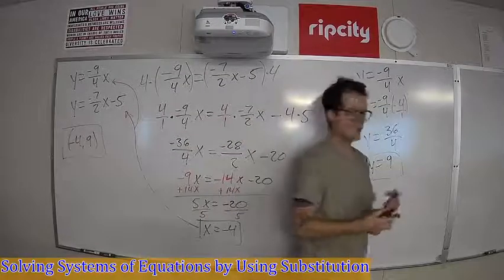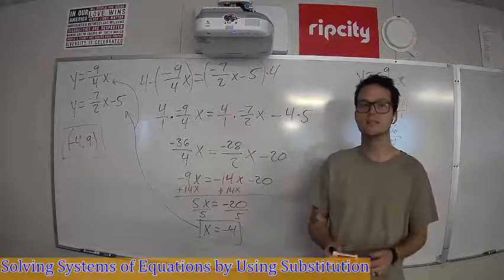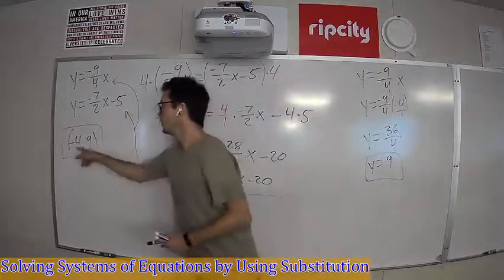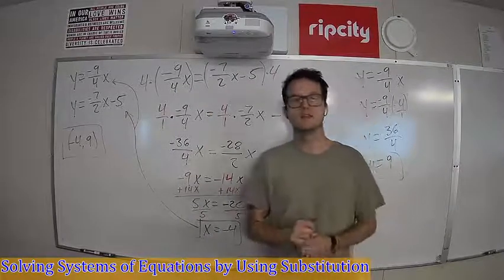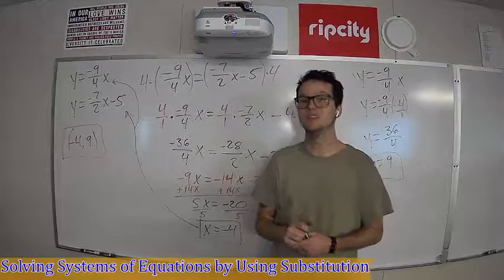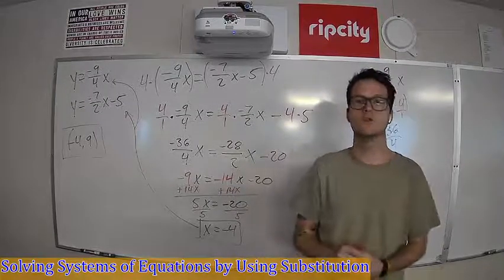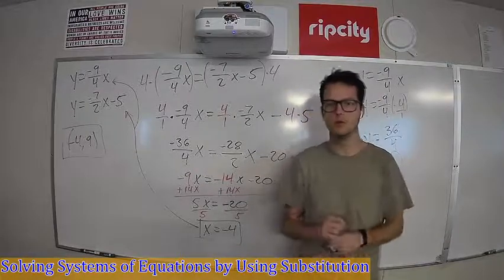Again, if you were to graph these two on Desmos or by hand, if you were very careful, you would see that these two lines intersect each other at the point negative 4, comma 9. This is the way to solve systems of equations using substitution. Sometimes this way will be easier than graphing. Sometimes graphing will be easier than this way. So we're going to practice both ways, be comfortable with both.